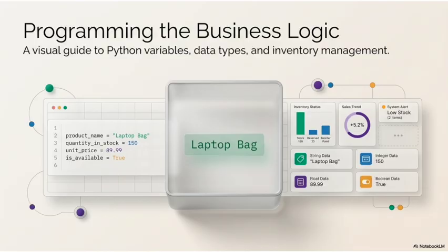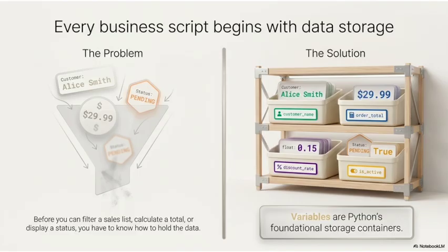Let's get started. Before we can do anything useful in Python, we need to solve a fundamental problem. Where does the data live? On the left, you see the mess: a receipt with a customer name, a price, and a product name, but no way for a program to grab any of it. On the right, you see the same information organized into labeled containers that Python can actually work with. Those containers are called variables.